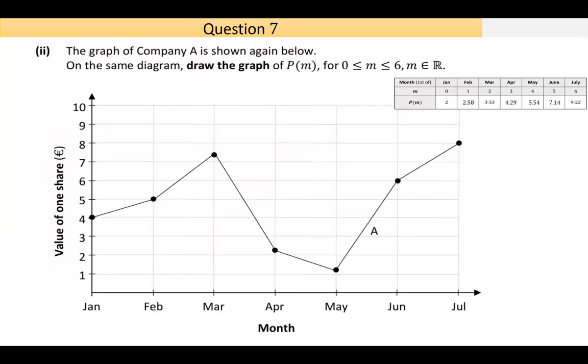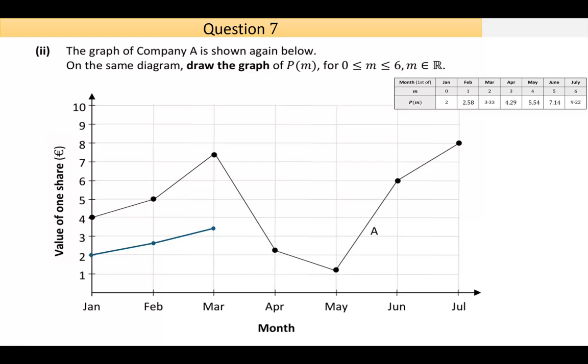Okay. Now, part 2 here says the graph of company A is shown again below. On the same graph, draw the graph of P of M, which is the one we just found, for 0 is less than or equal to M is less than or equal to 6. So just basically across the 6 months. And again, M can be any number. So I'm going to start off here.